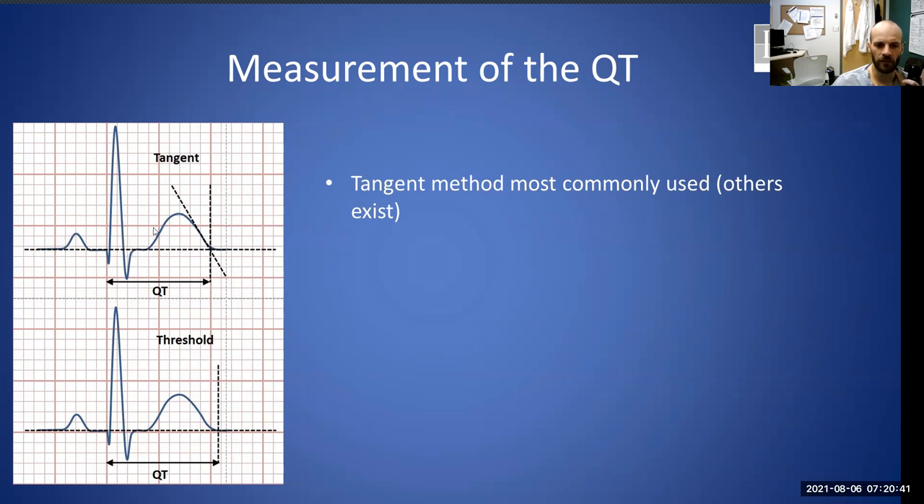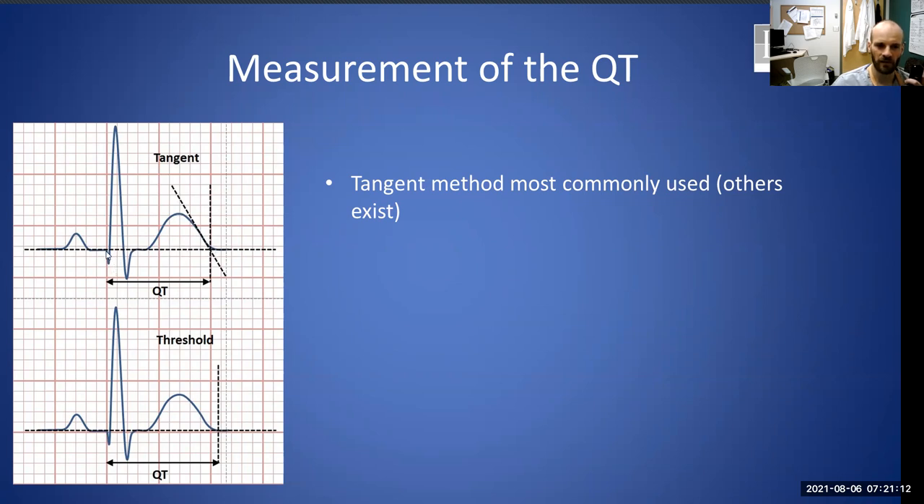What we've then got is our T wave, and we've looked for the point at which there's the maximum slope of the T wave. We've then drawn a line that's at a tangent to the maximum slope of the T wave. We then look for the point at which that tangent line intersects the isoelectric line, and that is our endpoint.